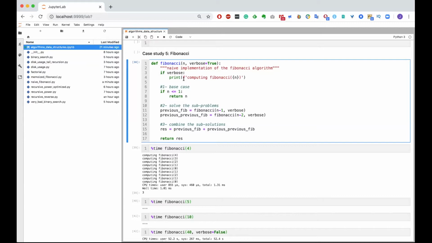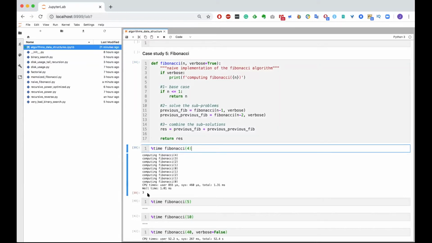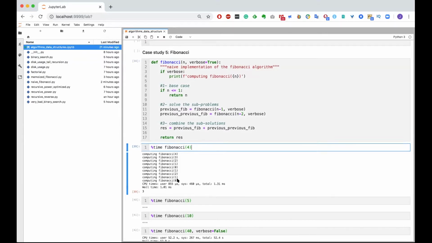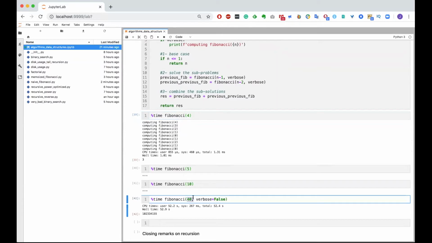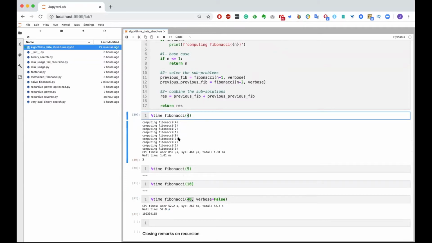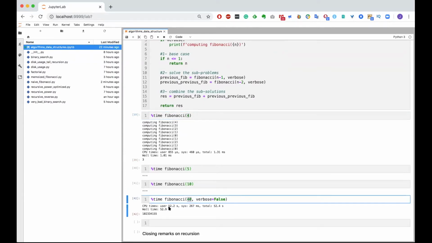If we run the Fibonacci of 4, you see what's happening here. It takes 1 millisecond. Fibonacci of 40, I ran it before, takes 52.9, almost 53 seconds. So it's a dramatic increase. Fibonacci of 4, 1 millisecond. Fibonacci of 40, 60 seconds.